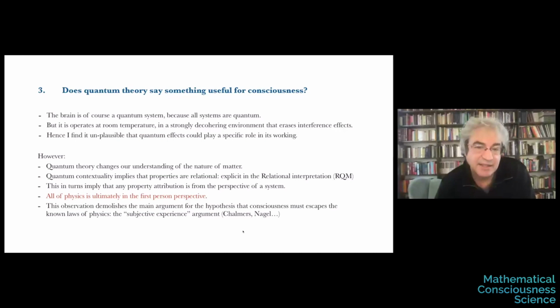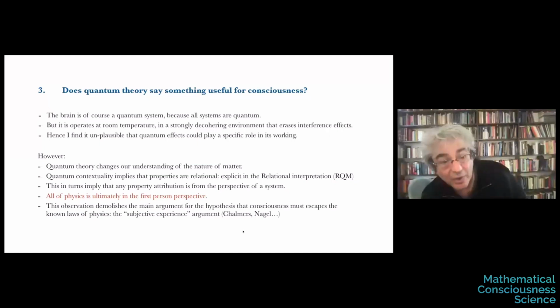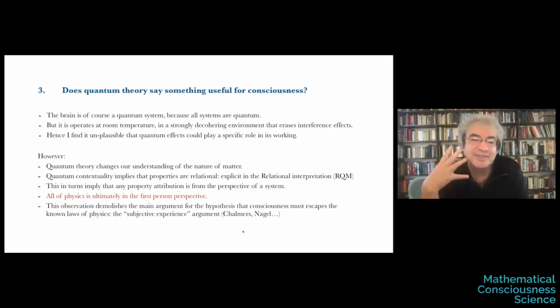And here I think that there's a point. Quantum theory is not directly relevant for understanding the brain. However, quantum theory is a deep way of changing what we mean by doing physics. It changes our understanding of the nature of matter dramatically. And in particular, the key aspect of quantum theory is contextuality in the sense of Bohr. So properties of a system are not just properties of this system, they are relative to the other system the first system is interacting with.